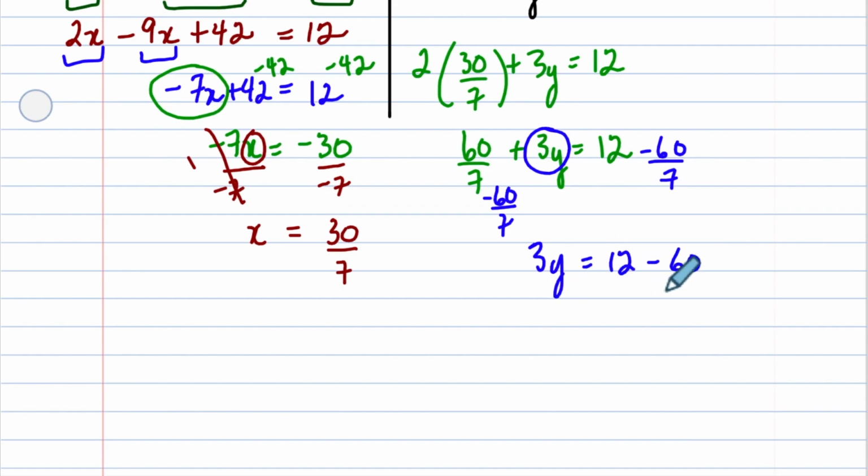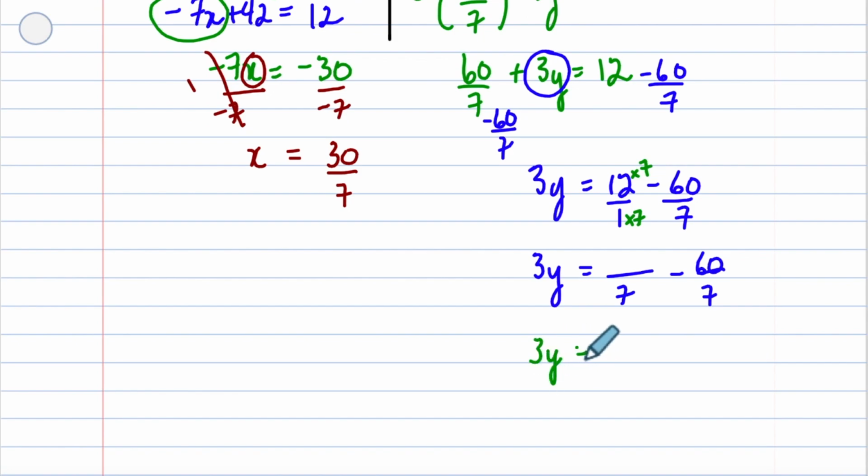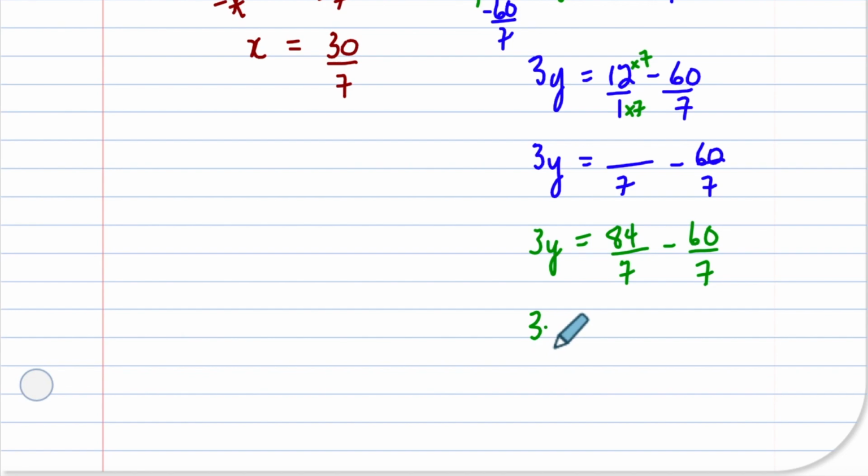Subtract 60 over 7. We need a common denominator. We times the denominator by 7. We need to times the numerator by 7. 3y is equal to 84 over 7 minus 60 over 7. 3y is equal to 84 subtract 60 is 24 over 7.